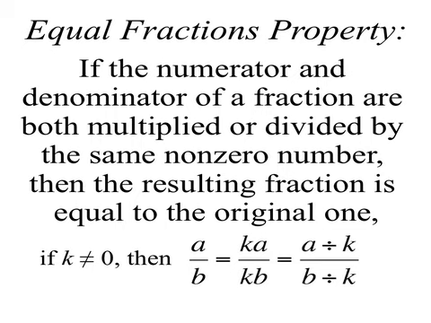And that brings us to the equal fractions property. If the numerator and denominator of a fraction are both multiplied or divided by the same non-zero number, then the resulting fraction is equal to the original one. Or, if k does not equal 0, then a/b is equal to (k times a)/(k times b), which is also equal to (a divided by k)/(b divided by k).